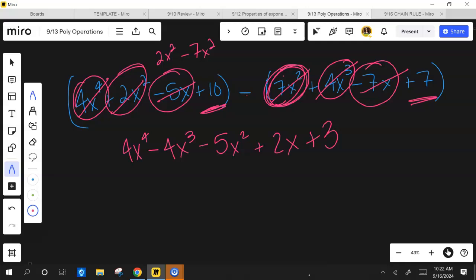Classify the polynomial. Quartic polynomial. Leading coefficient? Constant? Degree. Everybody okay? Let's multiply. No, we're going to multiply today.